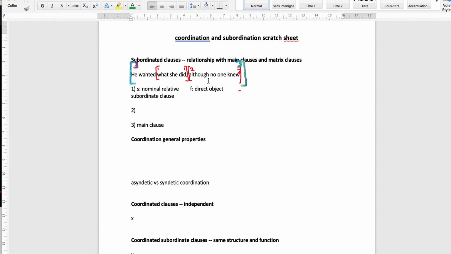Okay, so now we have our second one. Now we've seen this before. Here we can have structure and function. It's not necessary to get too upset about this because we've seen this, but notice here that although is the subordinator. It's sort of like while, because, these kinds of words. No one knew, just this by itself would be a sentence. So we have our conjonction de subordination. Although is a subordinating word, and because of that.